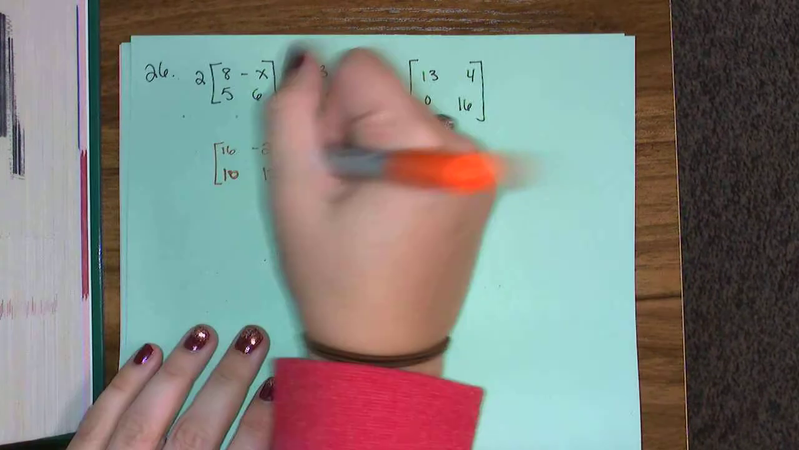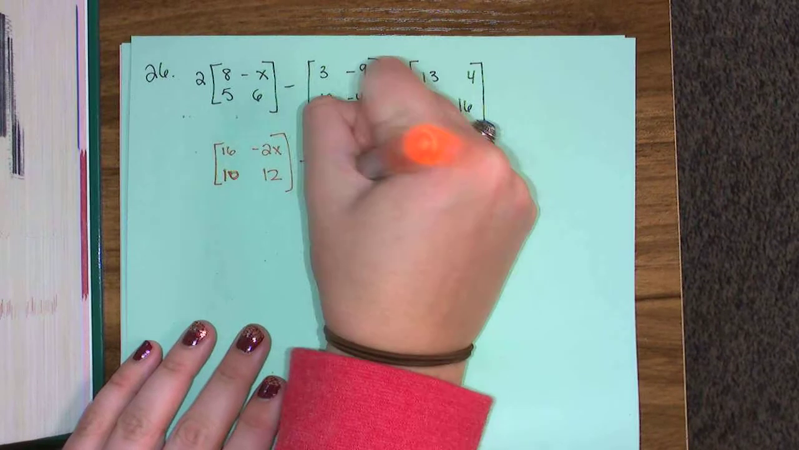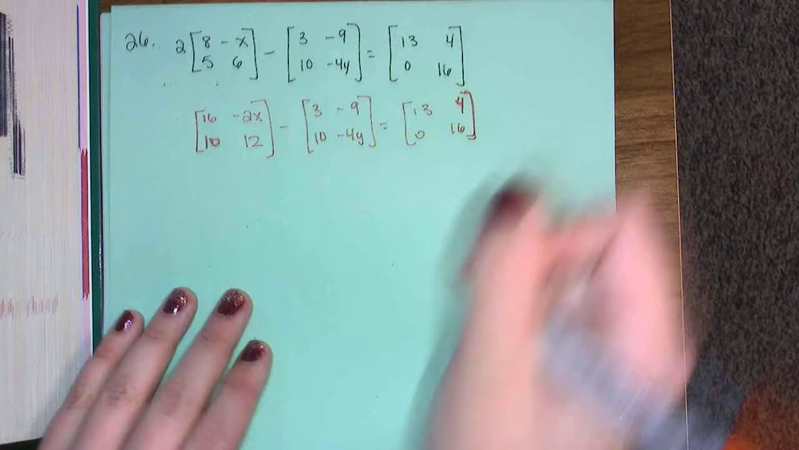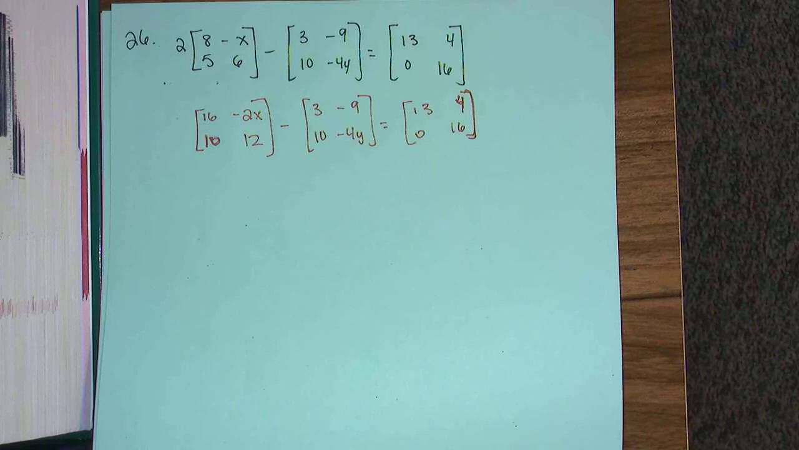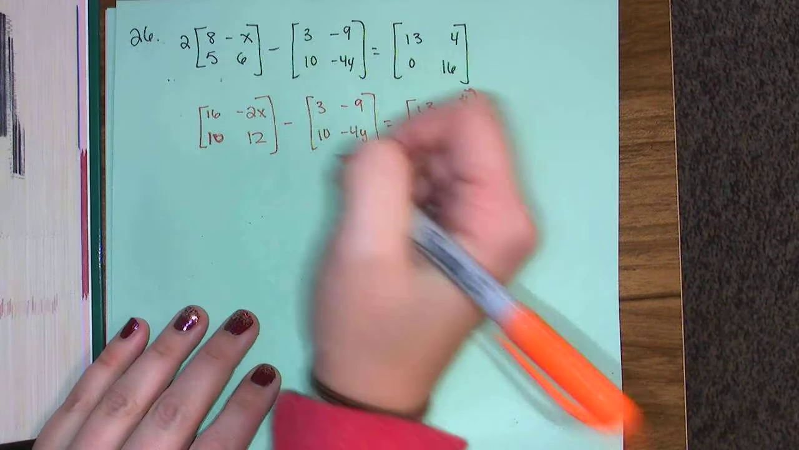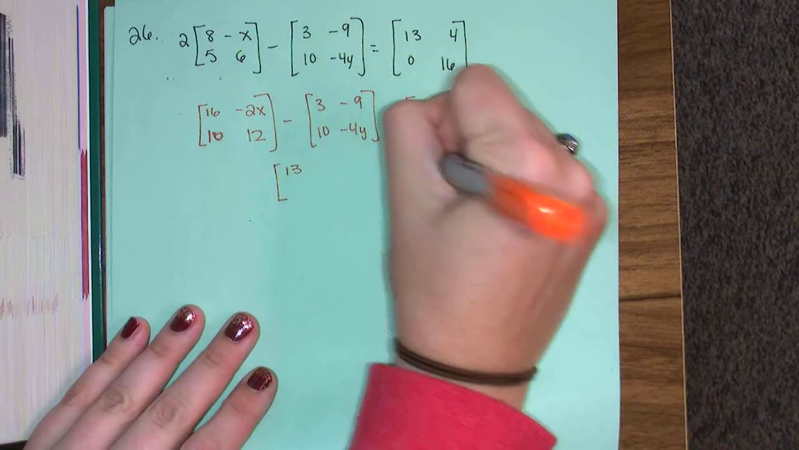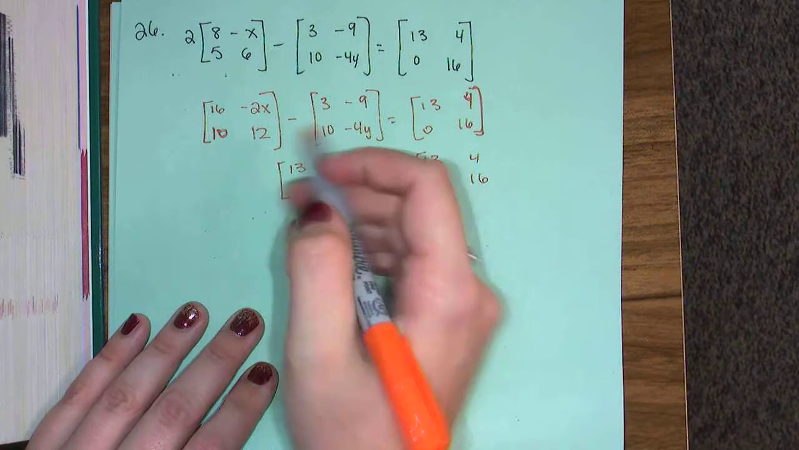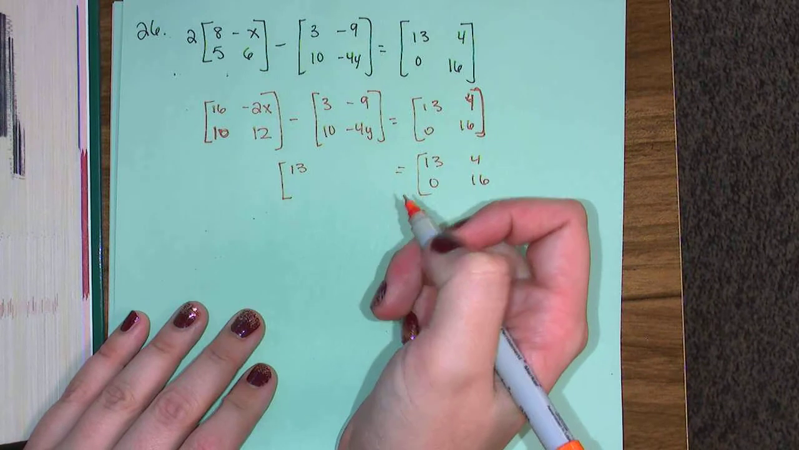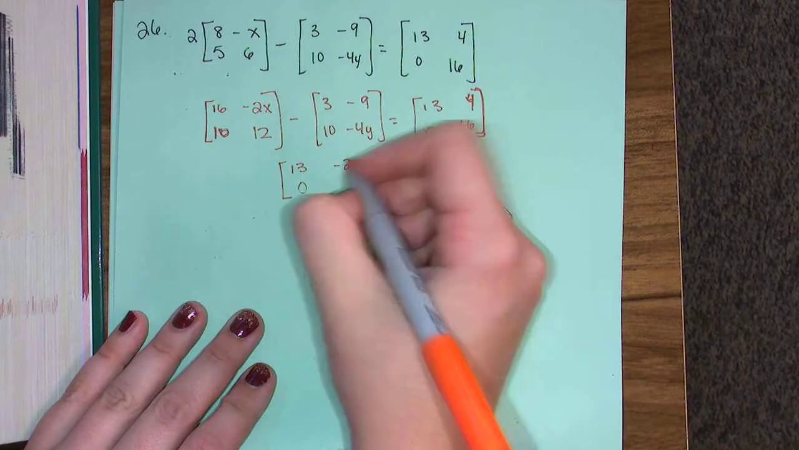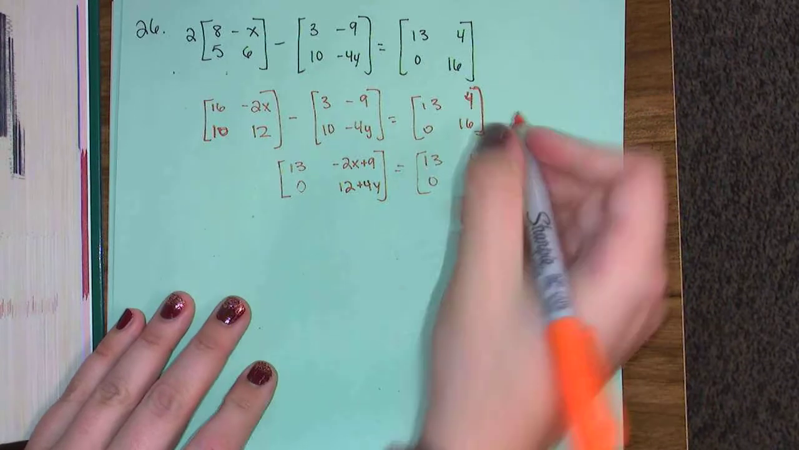Yep. Minus, I need to copy down the other matrix. Okay, now what do I need to do? Okay, I don't want you to do that step yet. Okay, yes, I'm going to subtract these two. Okay, you have to work it all the way down, and then you can do that. Okay, so 16 minus 3 is 13. Okay, which we know this matrix over here is 13, 4, 0, and 16, so I know that 13 is correct there. Negative 2x minus negative 9. Negative 2x plus 9. 10 minus 10. 12 minus negative 4y. 12 plus 4y. And now I can set these up to the equal.